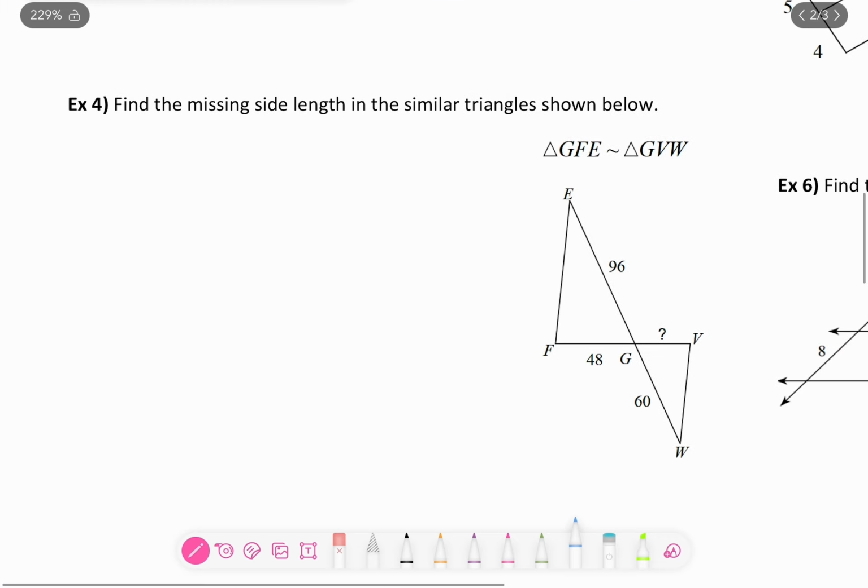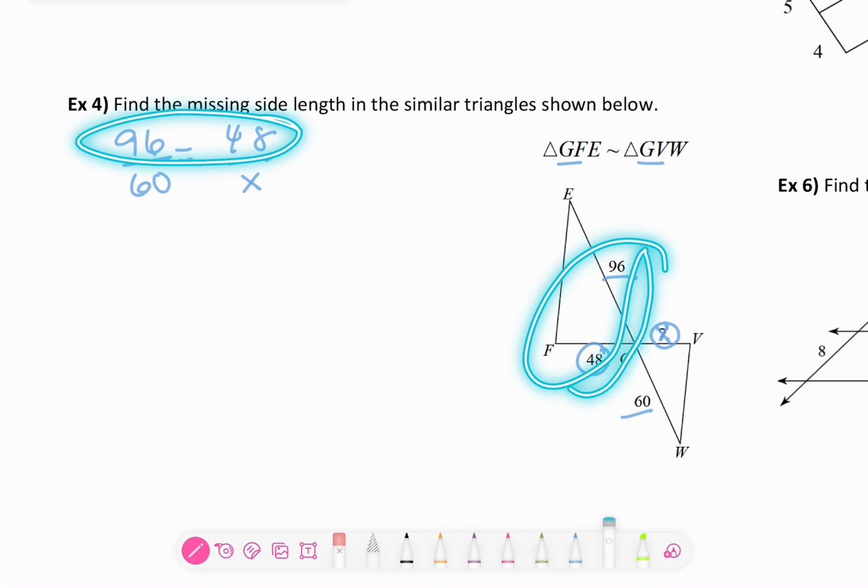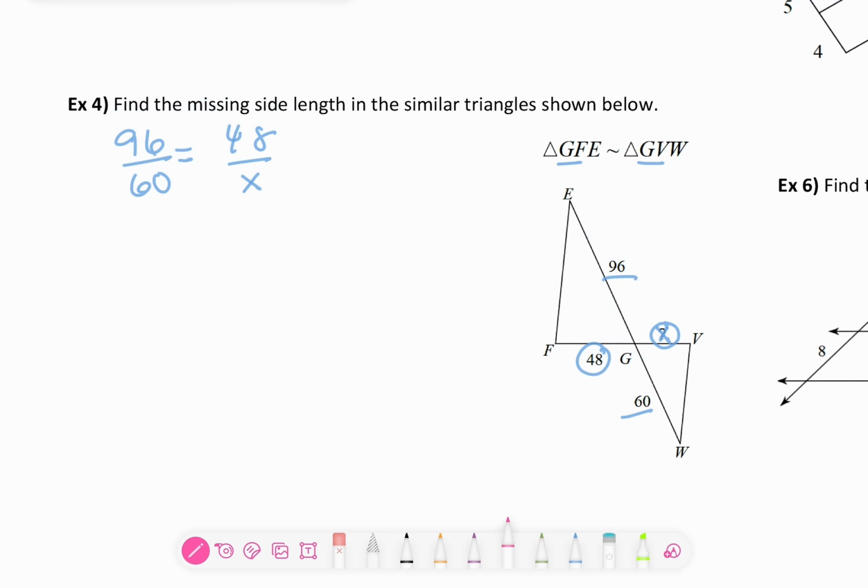Okay, so for example 4, hopefully you found that you're looking for GV. I'll call that X. And GV corresponds with GF, and so that's 48. And then 96 and 60 are also going to correspond. So for example, you could have 96 over 60 is equal to 48 over X. You need to make sure that these are from the same triangle, and they are. Okay, and now we can cross multiply and solve.